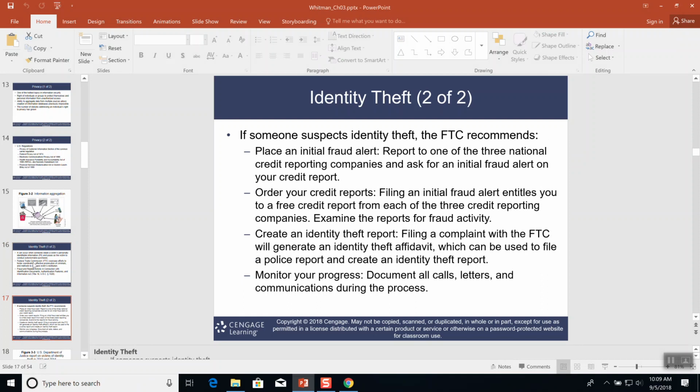Here's what you're supposed to do if somebody suspects identity theft. Send out an initial fraud alert. Order your credit reports. Create an identity theft report. What is that website where you can get free credit reports? They're always advertising them, the ones that won't drop your credit score. Oh, they're on every day, it seems like. Credit Karma. Yeah, Credit Karma. I don't know about the other one.